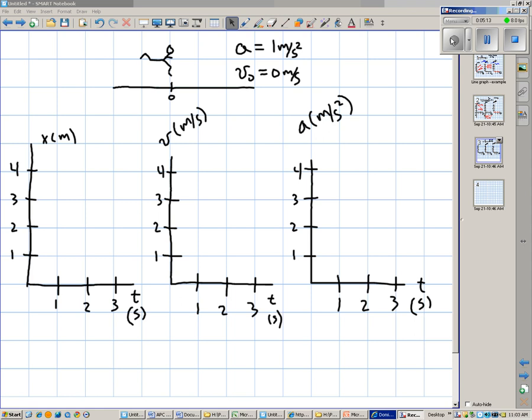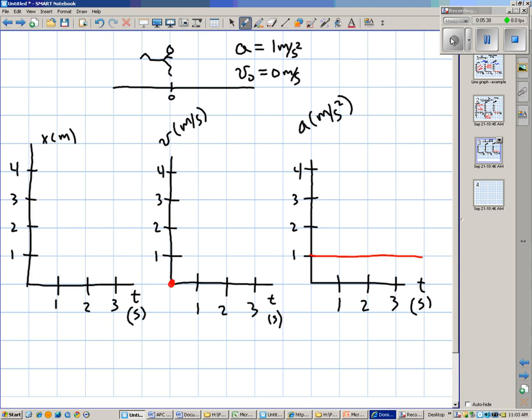In this third example, we have a situation where the person starts from rest at 0 meters per second, at position 0, and they accelerate at a positive 1 meter per second squared. That means they're getting faster and faster and faster. So we're going to go ahead and draw that acceleration graph of 1 meter per second squared straight across, because you always have an acceleration of 1 meter per second squared.